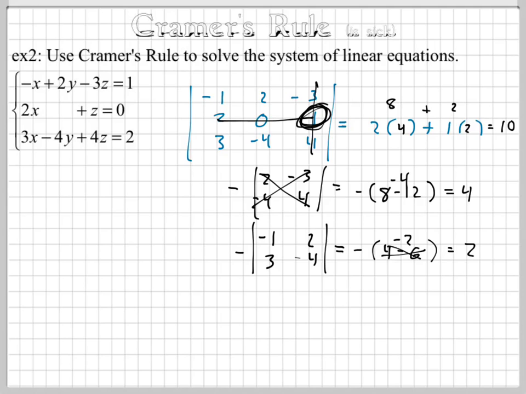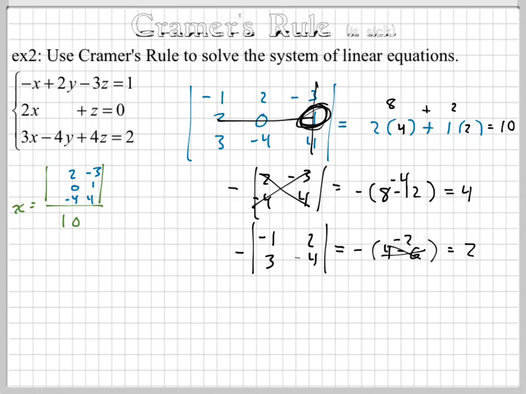Now we can find our x, our y, and our z. Let's find our x. X equals the 10 on the bottom, and then on the top, oh, this is kind of gnarly. Now we're looking for the x's. So we're cutting out this column right here, because that's the x column. So let's write the other ones that we already know that should be there. We have 2, -3, 0, 1, -4, and 4.